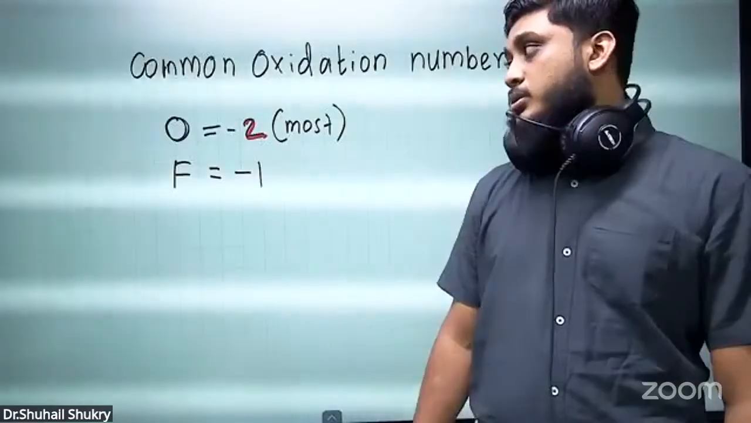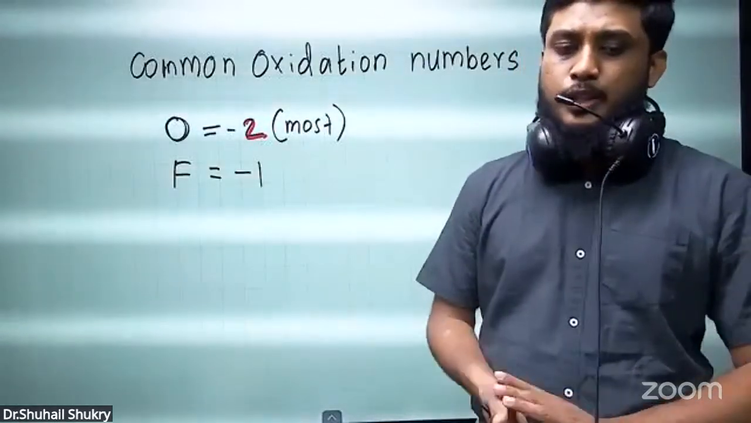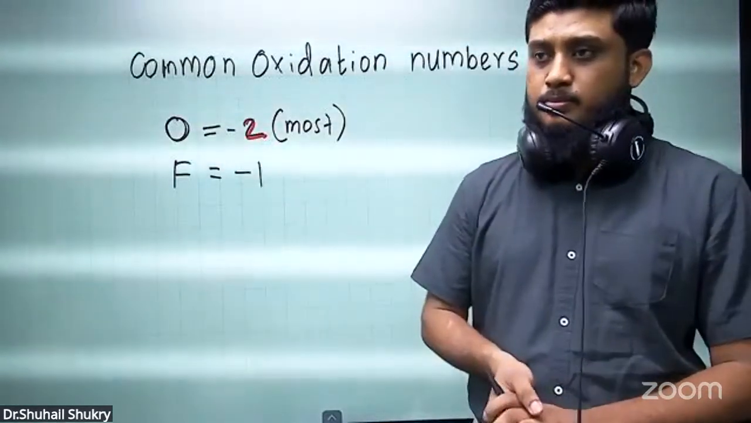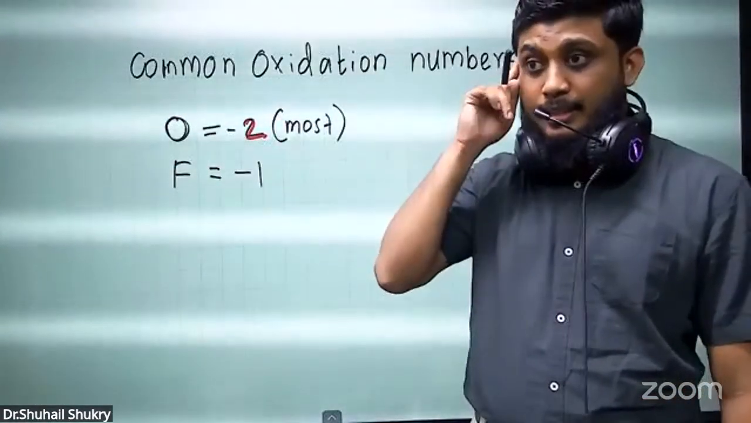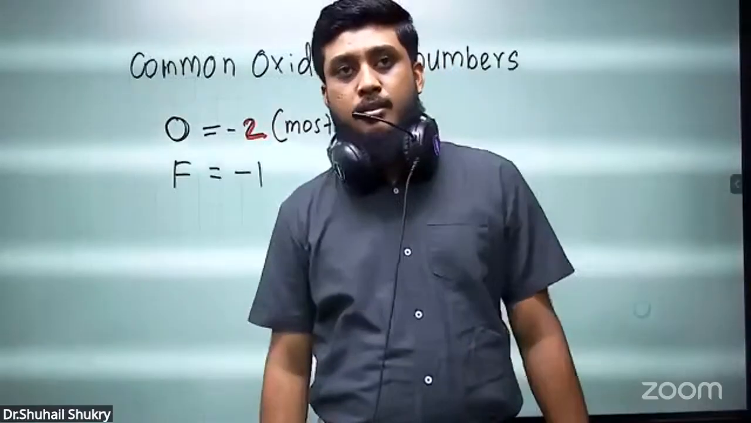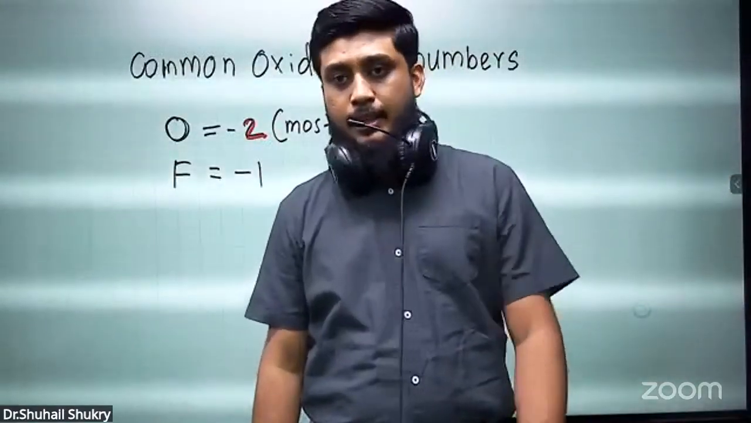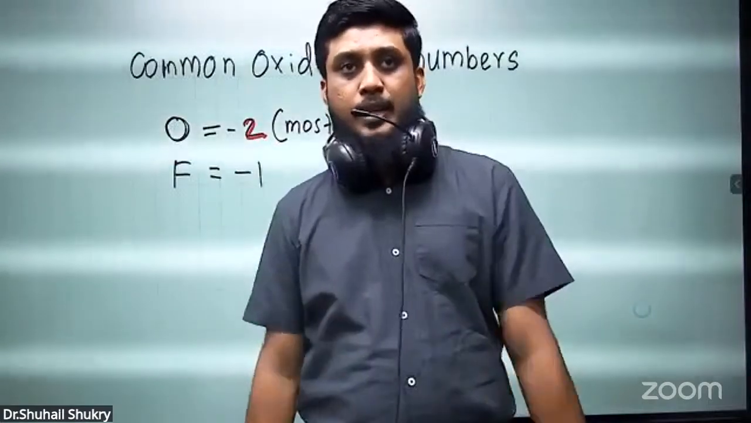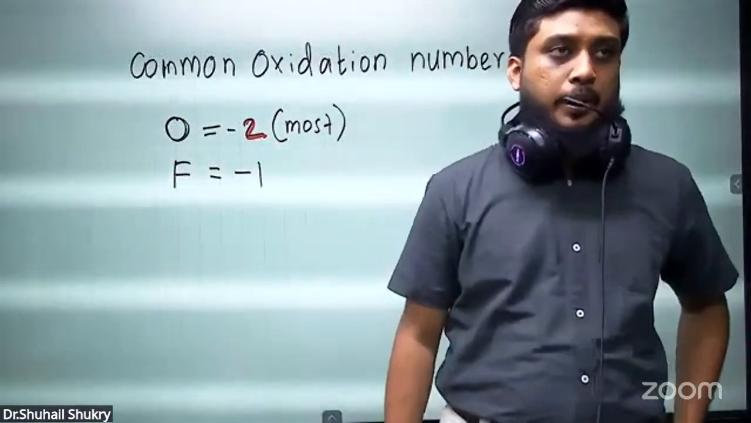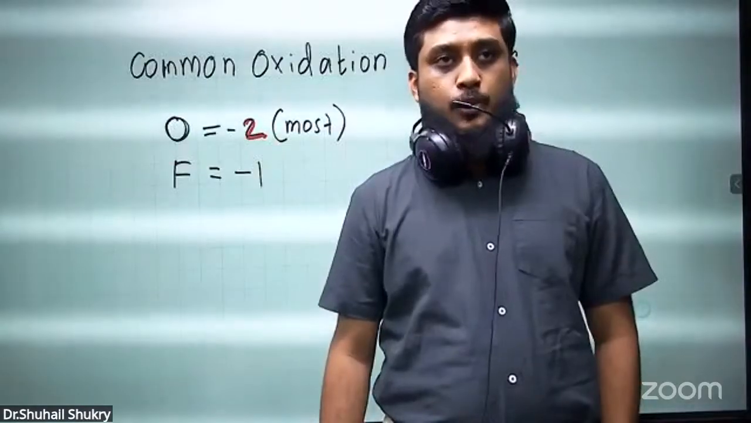Now I will show how to find oxidation numbers quickly. In oxygen, there are different categories: oxides, peroxides, superoxides. There are three things. We'll come to everything later. At the beginning itself, if I tell about oxides, superoxides, and peroxide, you will get a problem here.